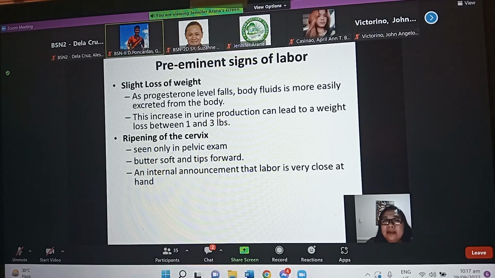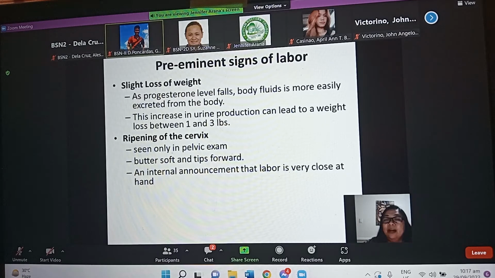Another preeminent sign of labor is the slight loss of weight. As progesterone level falls, body fluids are more easily excreted from the body. This increase in urine production can lead to a weight loss between 1 and 3 pounds. Sige na siya ihi-ihi, so the mama loses around 1 to 3 pounds.